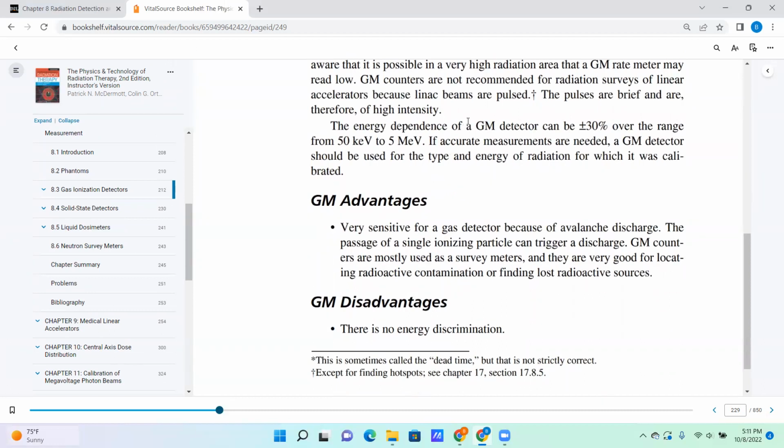The energy dependence of a GM detector can be plus or minus 30 percent for 50 keV to 5 MeV. If accurate measurements are needed, the GM detector should be used for the type and energy of radiation for which it was calibrated. It is very sensitive for a gas detector because of avalanche discharge. The passage of a single ionizing particle can trigger a discharge. GM counters are mostly used as survey meters and are very good for locating radioactive contamination or finding lost radioactive sources. The disadvantage is there is no energy discrimination.